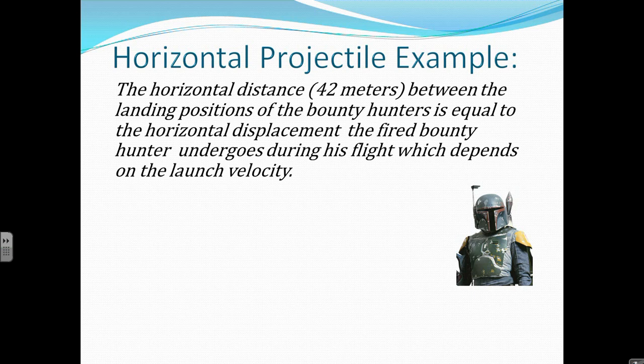Now the horizontal distance between the two landing positions of the bounty hunters is equal to the displacement the fired bounty hunter undergoes during its flight. This depends on its launch velocity. Now we know how long it took them to hit the ground, and we know how far apart they were when they landed. So we just need to figure out the rate at which that position was changing during the flight.